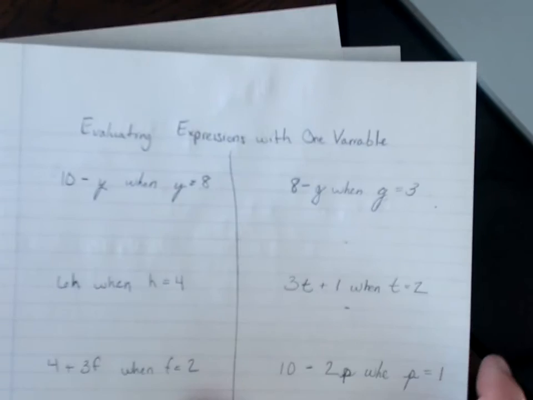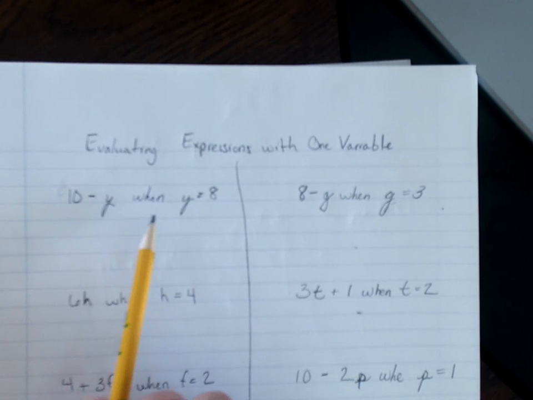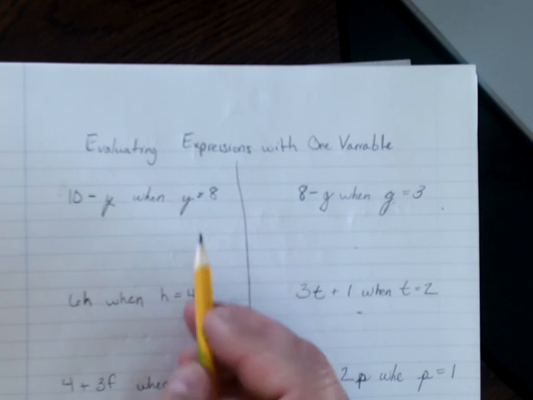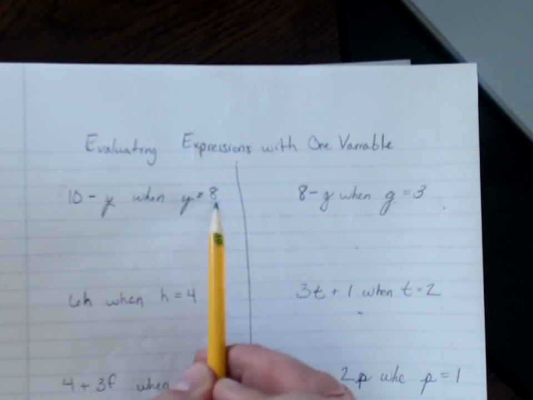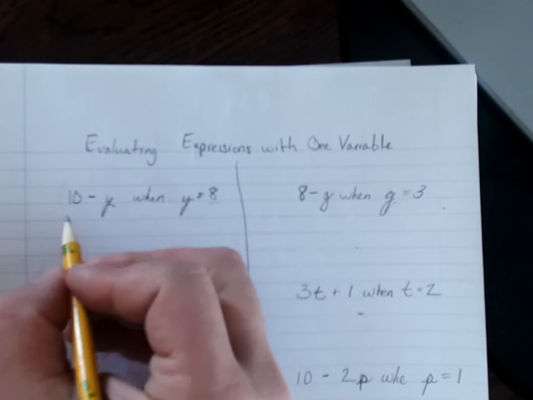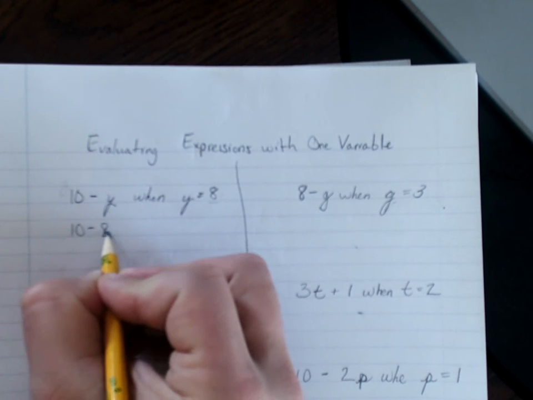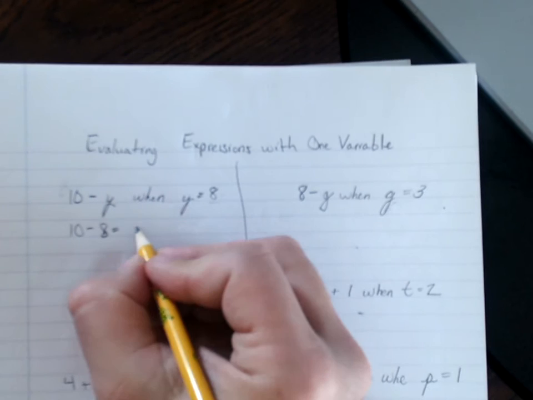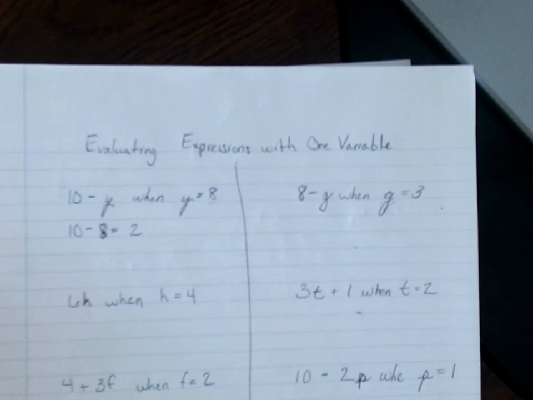But I'm going to start solving. So 10 minus y when y equals 8. I'm simply going to substitute the value that I was told, y equals 8. So I'm going to substitute 8 for y. Now I'm going to say 10 minus 8 equals 2. So now it's evaluated. It's completely done.